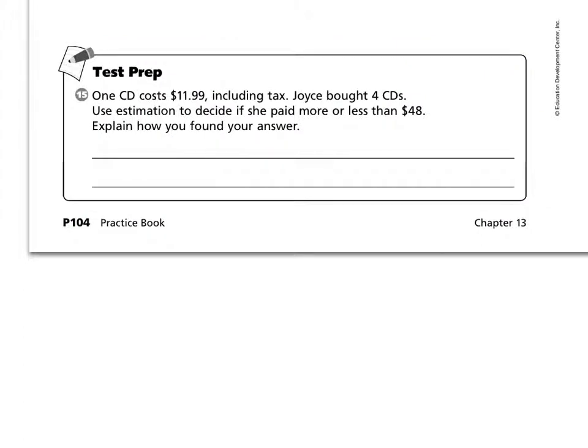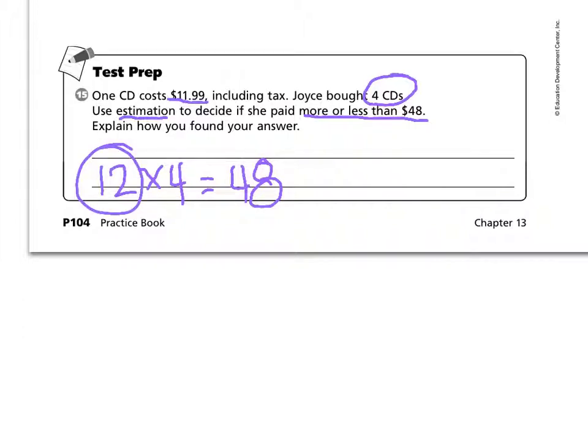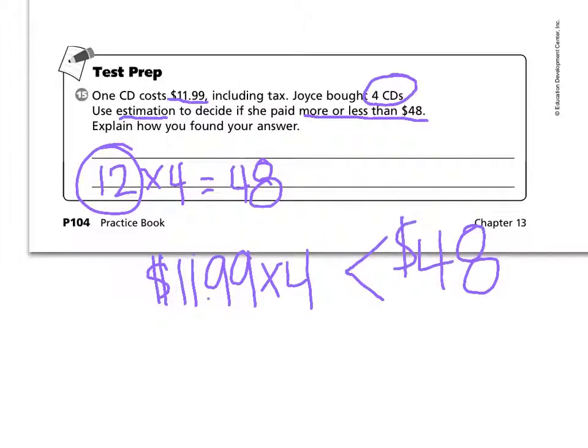Test prep. One CD costs $11.99 including tax, so that means altogether it's $11.99. Joyce bought 4 CDs. Use estimation to decide if she paid more or less than $48. Well, I know that 12 times 4 equals 48, and I know that $11.99 is less than 12, so $11.99 times 4 would be less than 48. Make sure that you show your work.